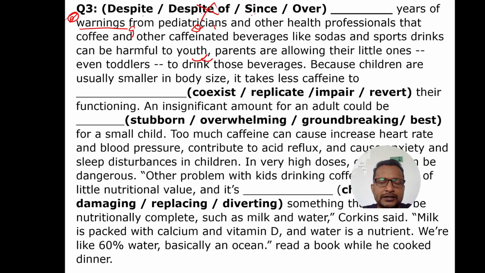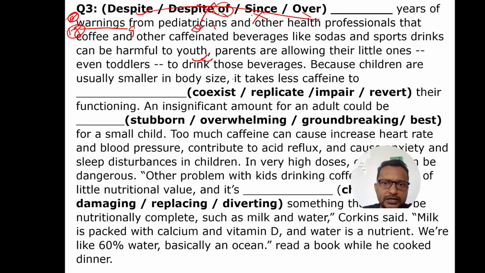Since is used for cause and effect, or if you are denoting a specific point of time, so it cannot be used. Since and over cannot come here, because that is not fitting the context. So the only options left are despite and despite of. Of will not come with despite, right? So the only option is despite. So despite years of warning, see, the gerund ing form of the verb is there, right?